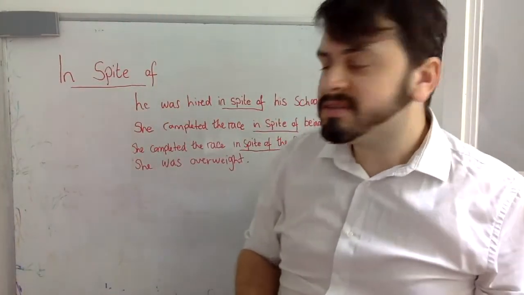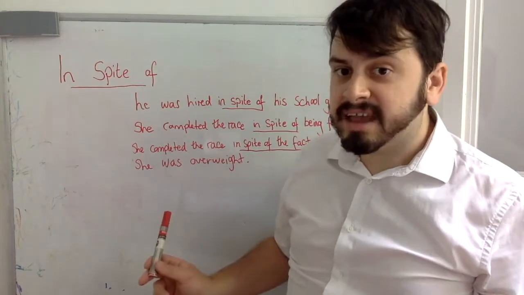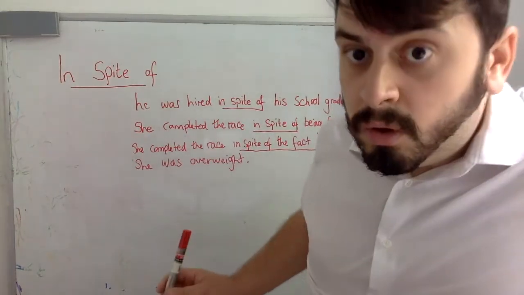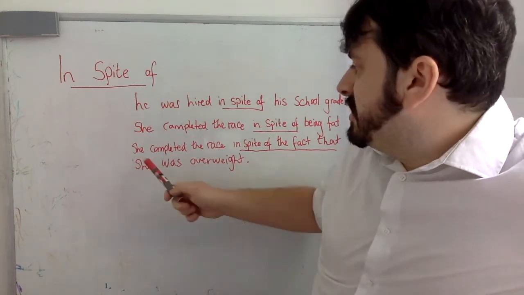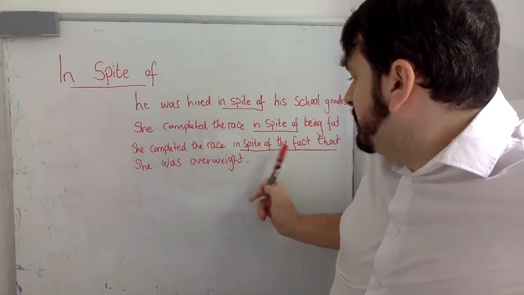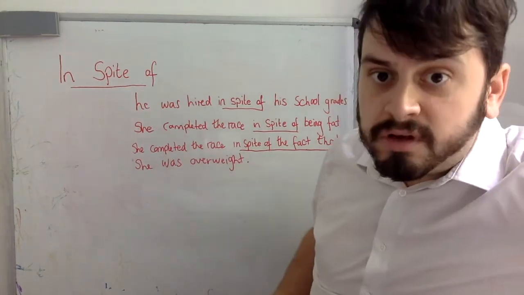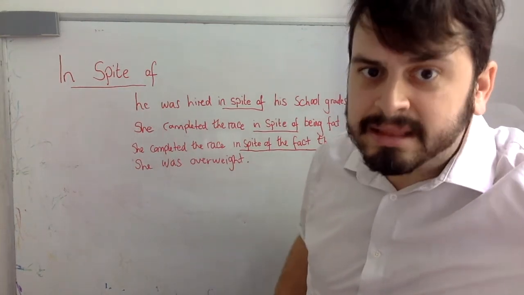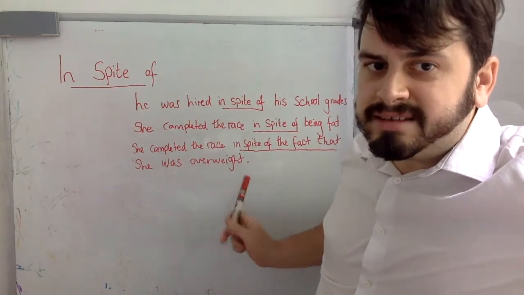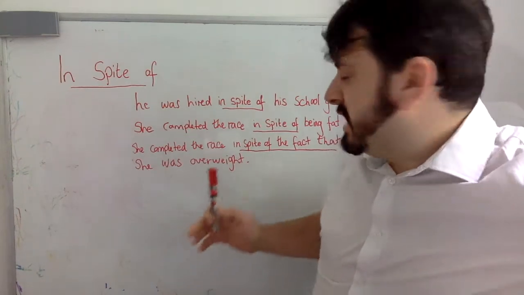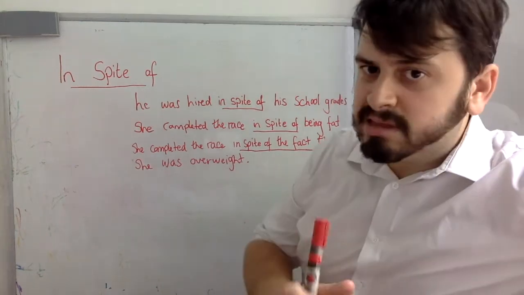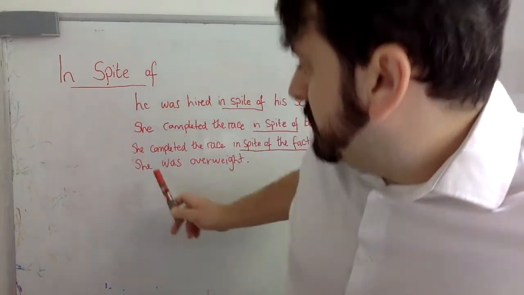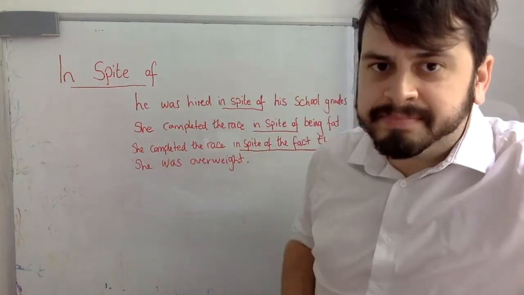We can use in spite of with a sentence, but what we have to do is we have to add the fact that she completed the race in spite of the fact that she was overweight. So she was overweight is a sentence. We can add that onto the end, but we need to add the fact that. We can't say in spite of that. Wrong. We need to say in spite of the fact that.